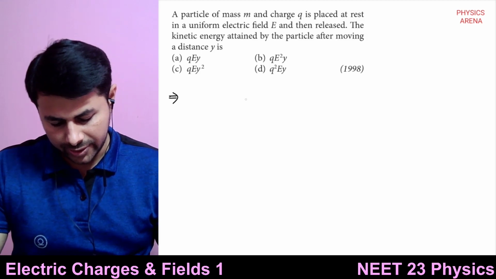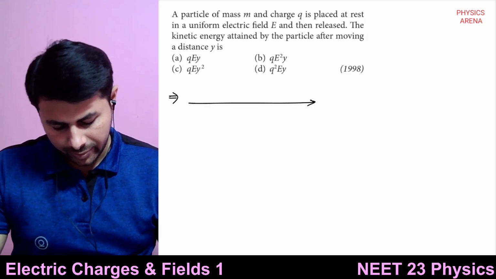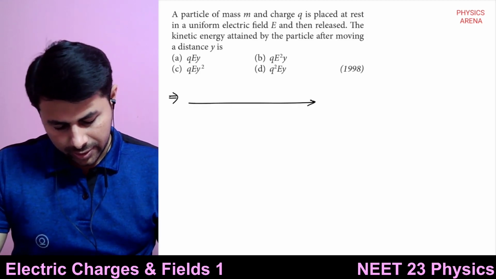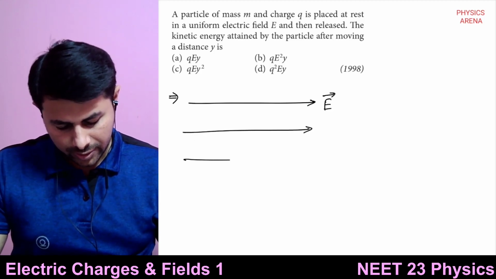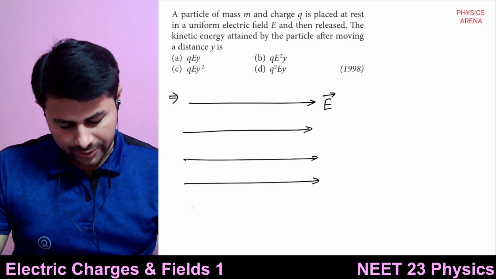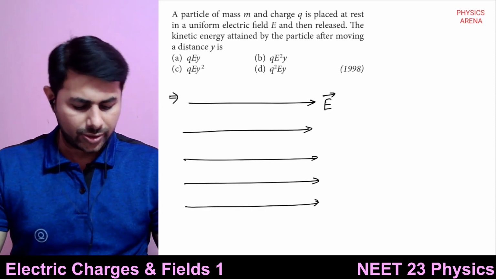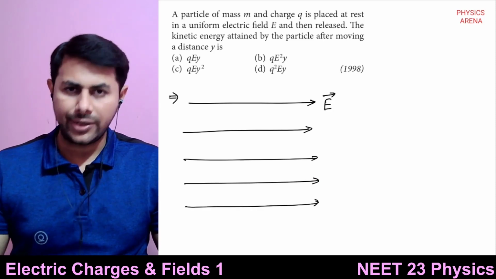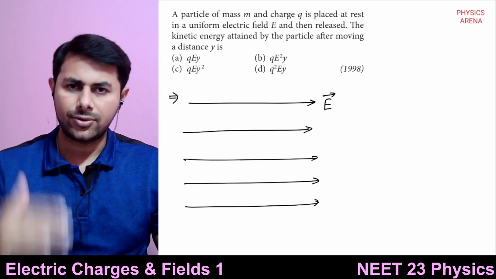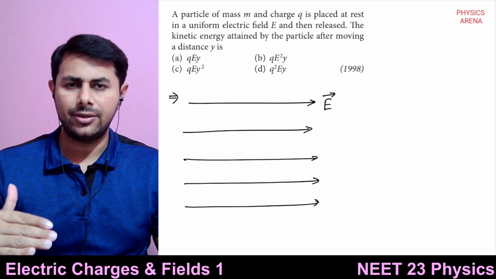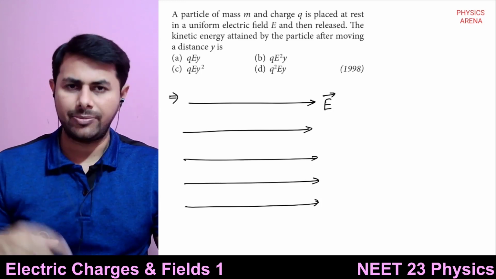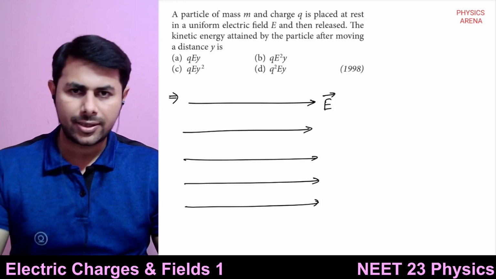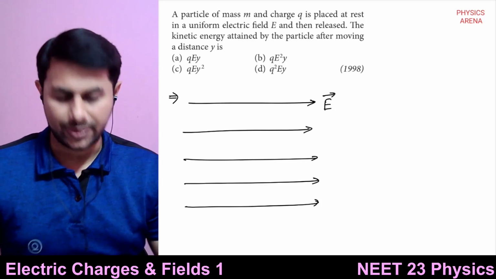So the electric field is constant. This is the electric field, it's directed like this. These are electric field lines drawn to show a uniform electric field. They are equidistant, which means the lines are equally spaced. So the electric field is uniform, and they are directed in the same direction.